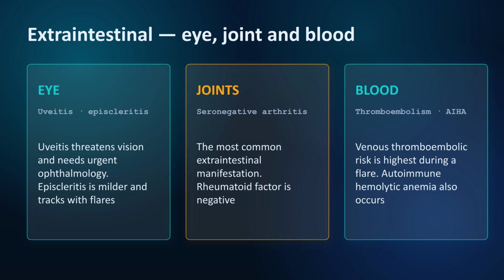Uveitis threatens vision and needs urgent ophthalmology referral. Episcleritis is milder, and it tends to track with bowel flares. In the joints, seronegative arthritis is the most common extraintestinal manifestation of all, and seronegative means the rheumatoid factor is negative.